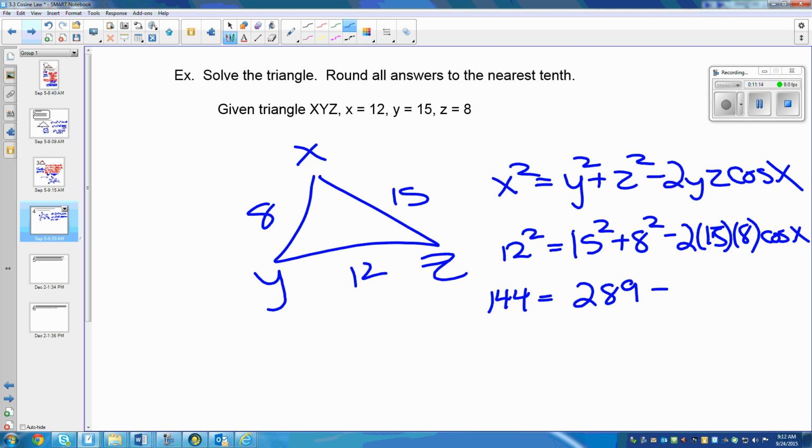289, minus 2 times 15 is 30. 30 times 8, well 8 times 3 is 24. Add the 0, 240 cos x. I do make mathematical mistakes from multiplying in my head, but I find it quicker. So hopefully I didn't make any mistakes. The other reason why I do the 15 squared plus 8 squared right away is because then I remember that's all I can do on that side, right? I leave the minus 240 cos x by itself. So next step, minus 289 to both sides.